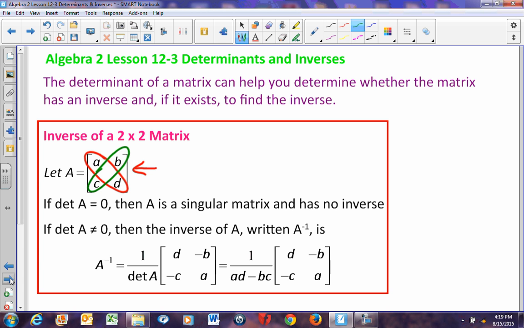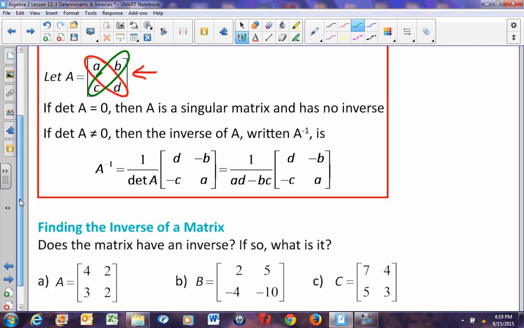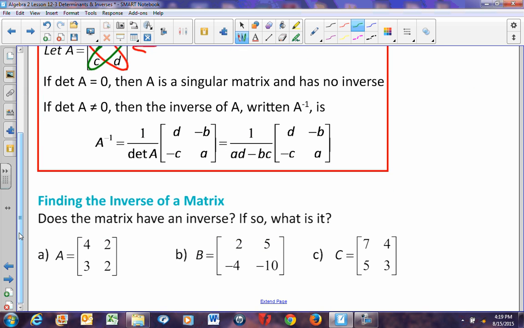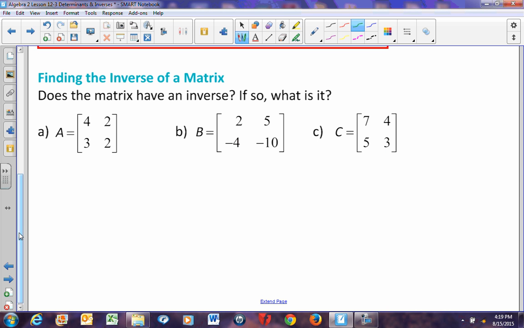So for a 2 by 2 matrix, find the determinant to find the inverse of a 2 by 2 matrix. And by the way, I will never ask you to find the inverse of a larger matrix than a 2 by 2. If you have to find the inverse of a 3 by 3 or larger, I will allow you to use your calculator for that. So let's take a look at this. Does the matrix have an inverse? And if so, what is it?